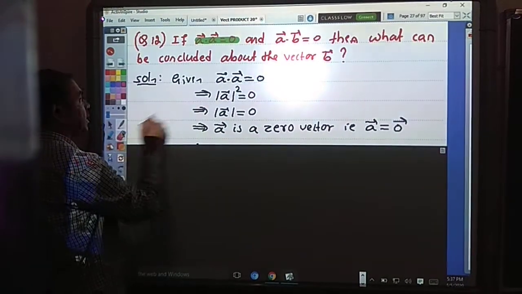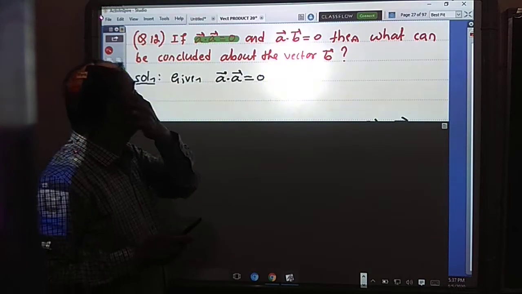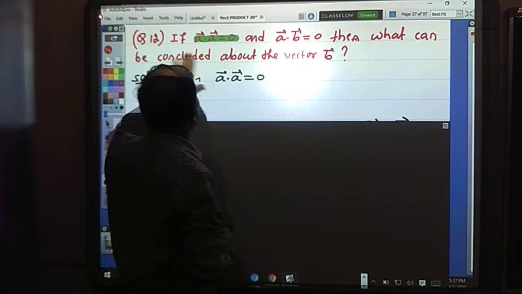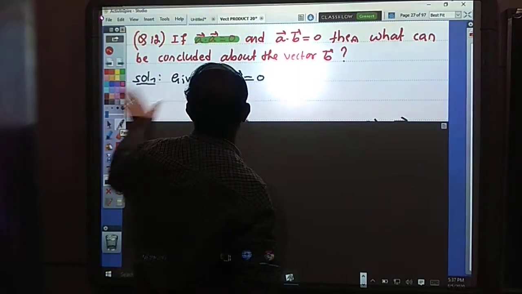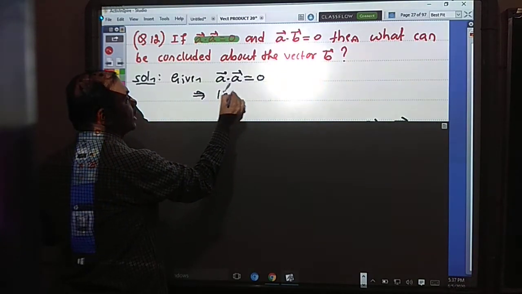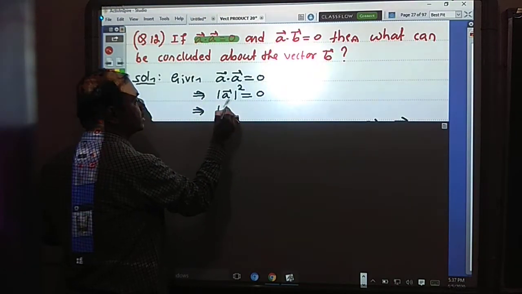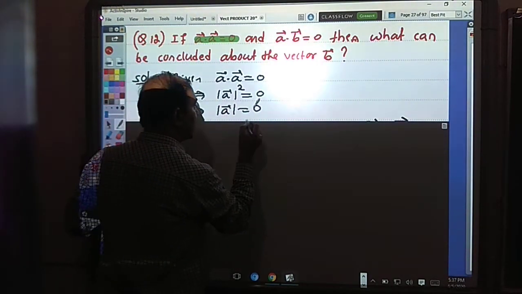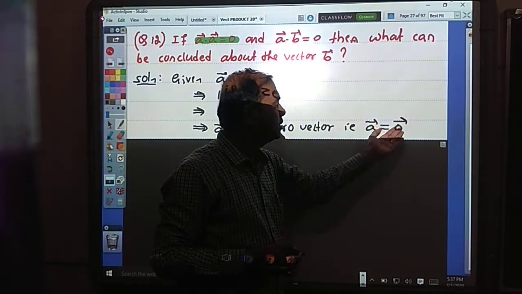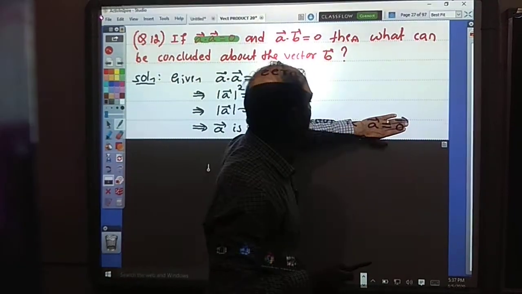See what happens. If A dot A is 0 and A dot B is also 0, then what can be concluded about the vector B? Okay, what is given? A dot A is 0. A dot A is nothing but magnitude A square is 0. Magnitude A square 0 means magnitude A is 0. Magnitude A is 0 means A is a 0 vector. A is a 0 vector from this condition.